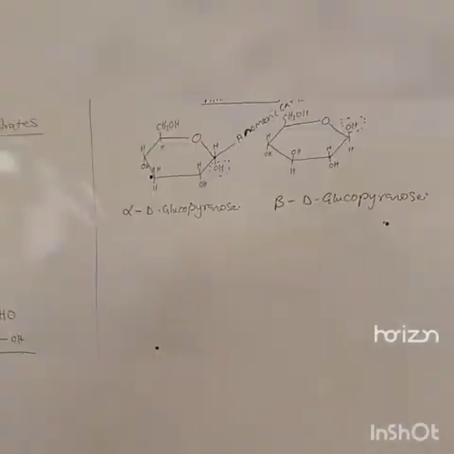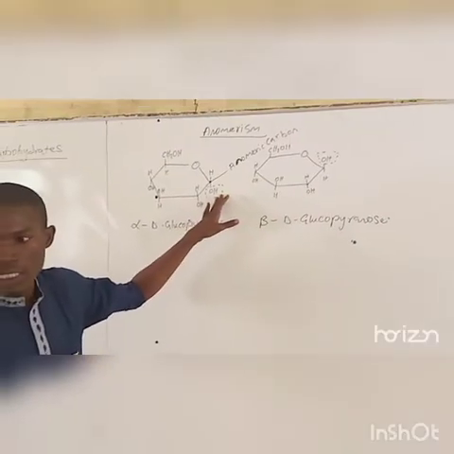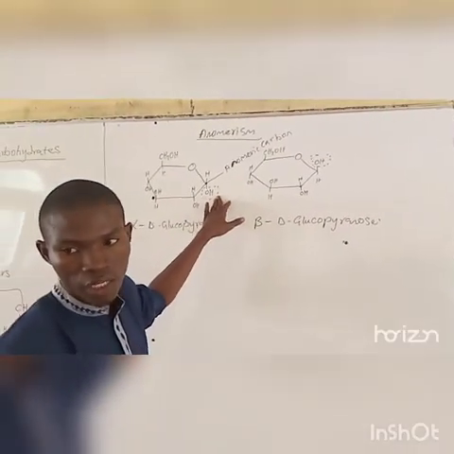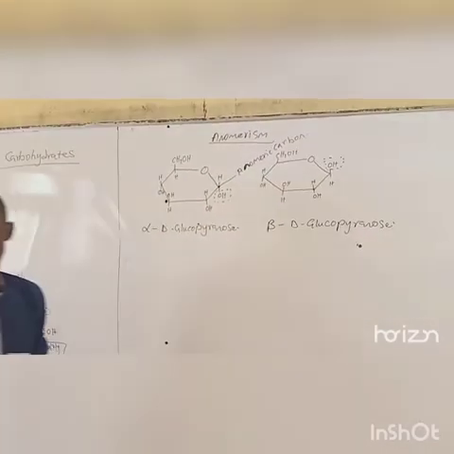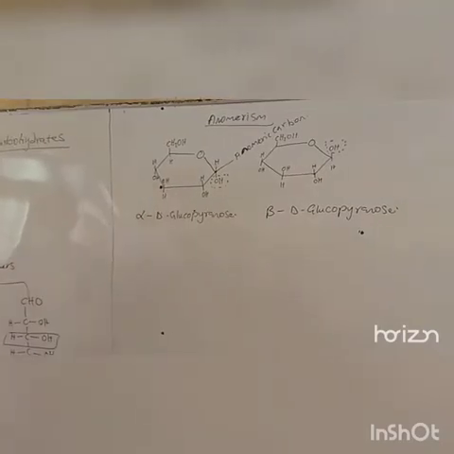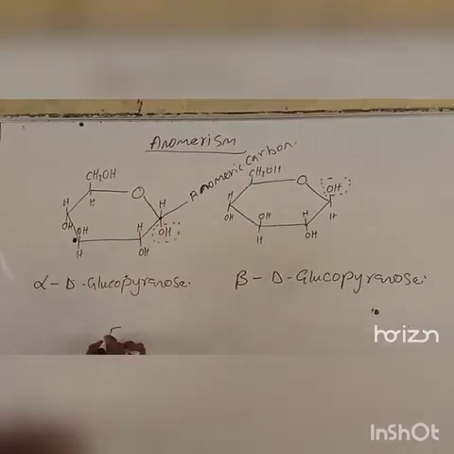So this is all about anomerism. Just take note of the OH. If the OH is rotated down, it is called an alpha anomer. When it is rotated up, it is called a beta anomer. Are we together? So now let's go to the last one, which is called the enantiomers.